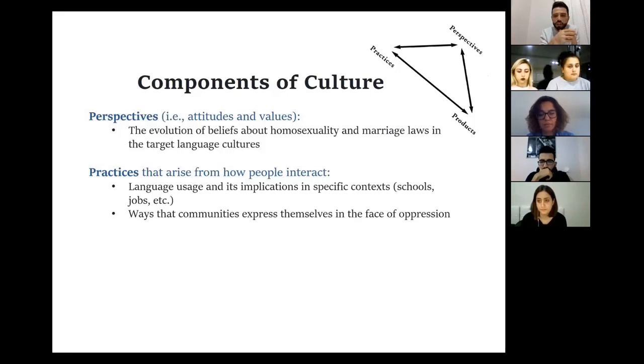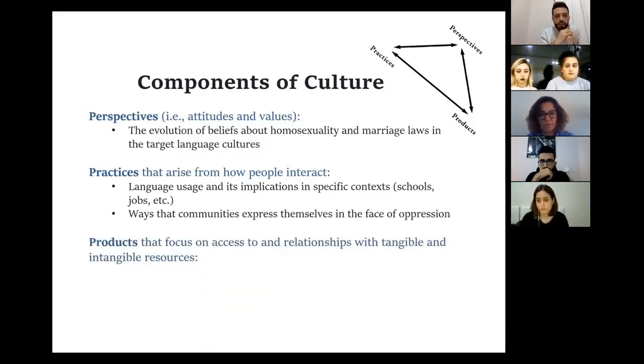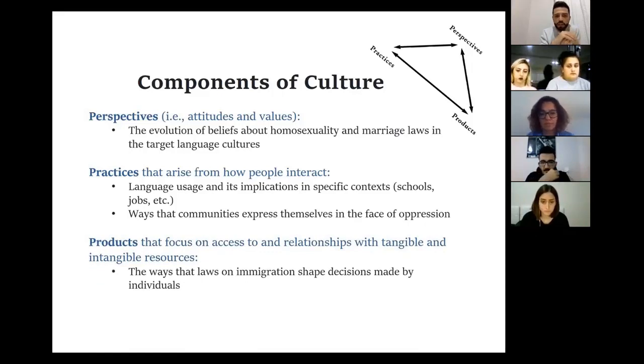So the interactions in such situations are very likely to trigger some social injustice issues. And in terms of products, products oftentimes focus on access to and relationship with tangible and intangible resources. For example, the ways that laws on immigration shape decisions made by individuals.